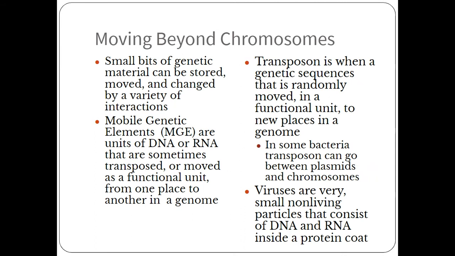So let's go beyond, and let's talk about mobile genetic elements, or MGEs. These are units of DNA that can sometimes be transposed or removed. Transposition is when a genetic sequence is randomly moved to a new place within the genome, and it can function within that place within the genome. Some bacteria are able to transpose all the time between plasmids and chromosomes. Viruses are small and non-living, but yet they can complete transposition, which is kind of crazy if you think about the interaction of the variety of genetic material that we have, and we can actually see that that happens.